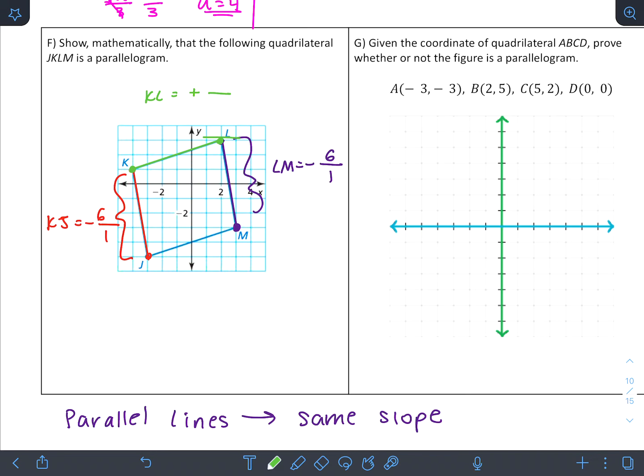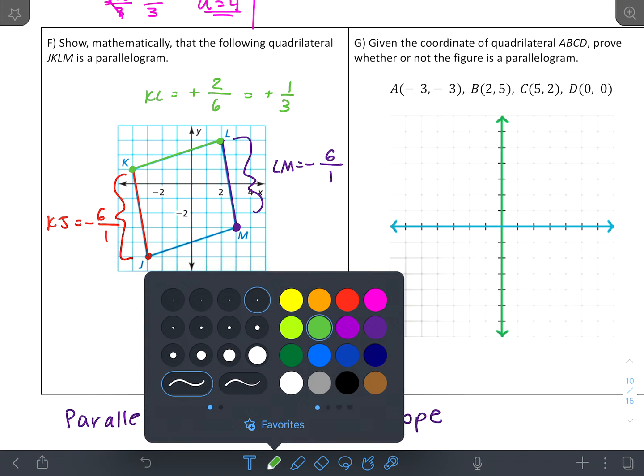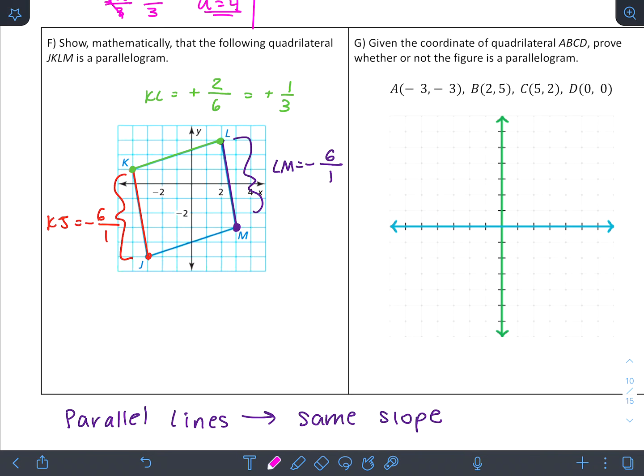Then I want to look at the rise. The rise is 2. I'm just counting that in blocks. And then we want to look at the run. So how far left and right did this move? 1, 2, 3, 4, 5, 6. It is a good idea to reduce that just because the slope on the other side might also need reduced. And so if we reduce them both, they will match, hopefully. And then we can do the slope on JM.